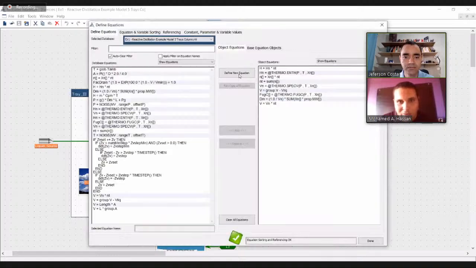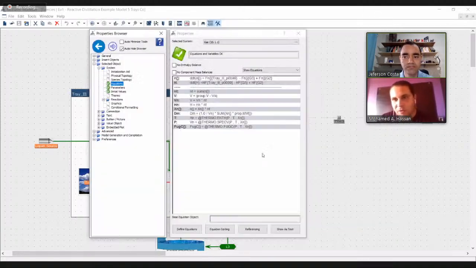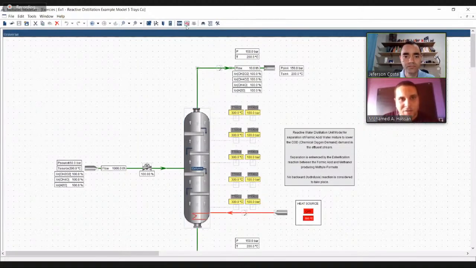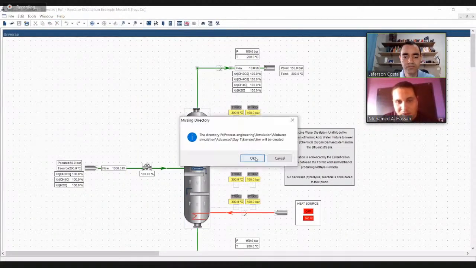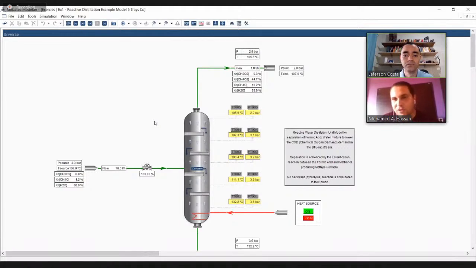You click here, then define the equation and write the equation, and then click OK. So these equations should be added. The only equations generated directly by the software are the mass balance and the energy balance. And then after making the simulation, you just need to compile the system here. Now the software is ready and your equations are compiled, so you can run them here.